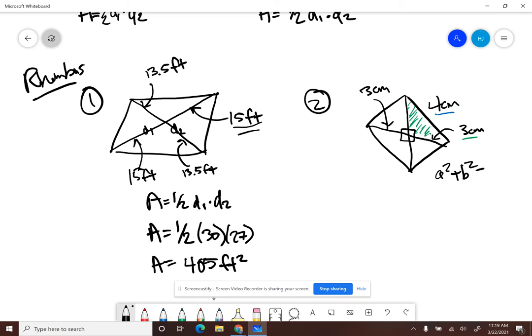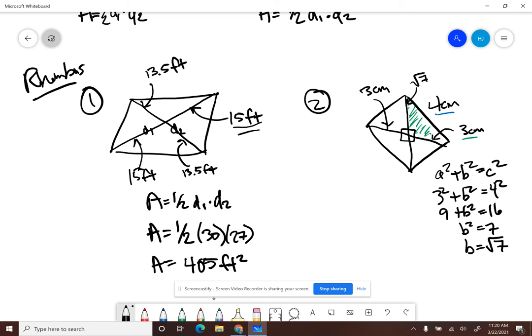So a squared plus b squared equals c squared. C is my hypotenuse, which is 4. We'll call this one a, 3 squared plus b squared. It's going to be 9 plus b squared equals 16. Subtract 9 from both sides. I'm going to get b squared equals 7. So that means b has to equal square root of 7, okay? Because I have to take the square root of something that's squared to get that by itself, which means I also have to square root that side as well. So that means this side right here is the square root of 7.